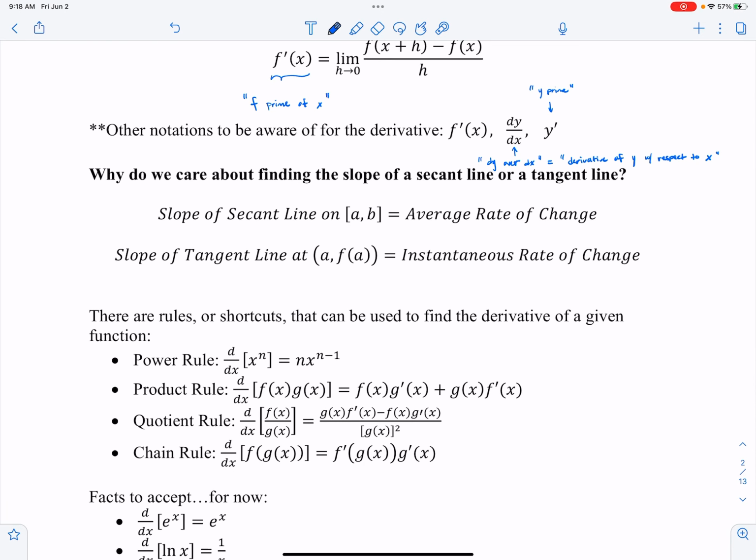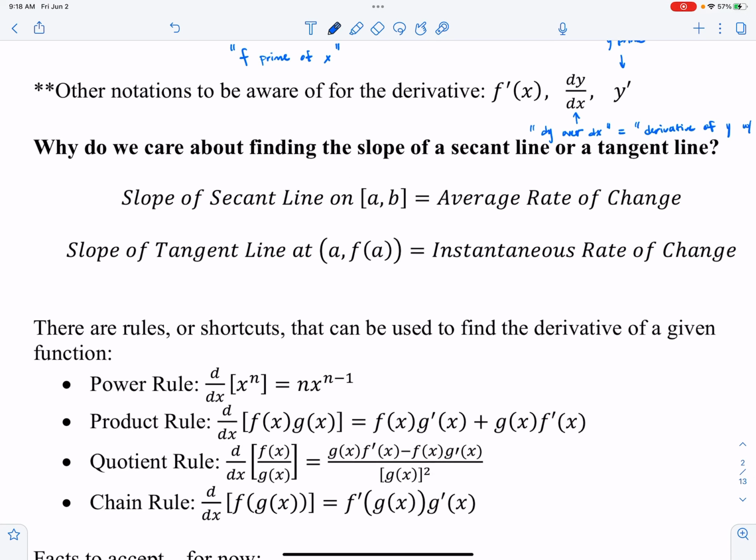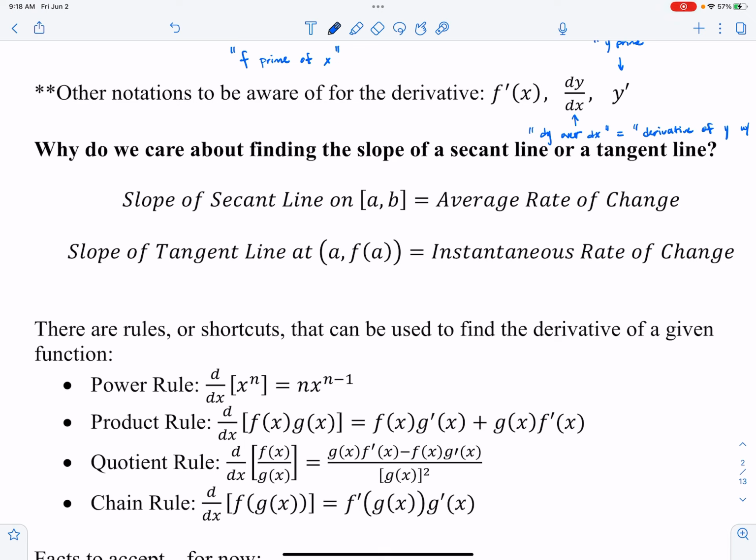We will get way more into that in our own class in AP Calculus AB. But just to give you a little bit of an understanding of the difference between slope of a secant line being average rate of change and slope of a tangent line being instantaneous rate of change. Okay? Difference quotient versus derivative.